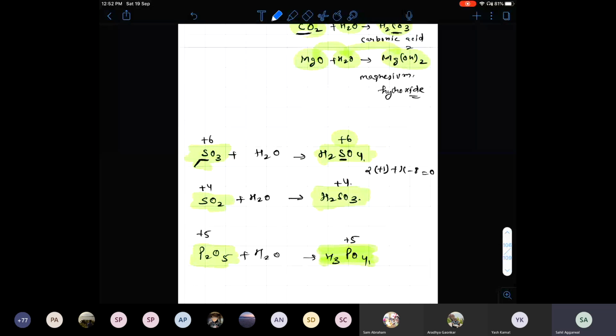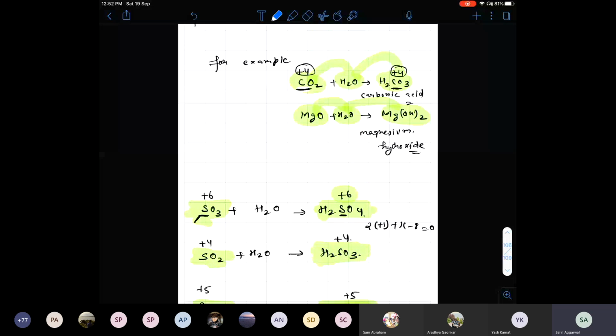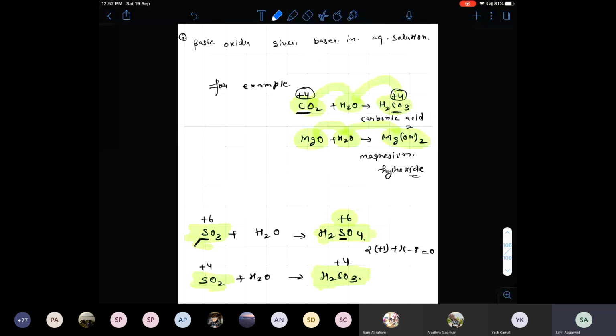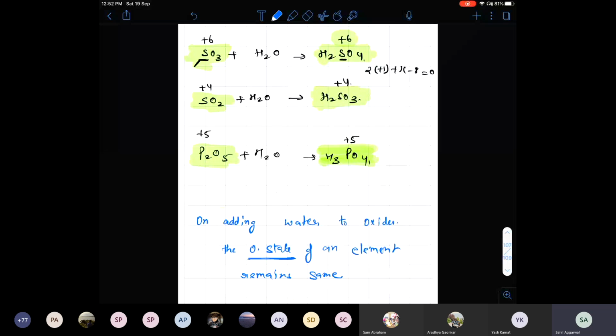See, in oxidation state, we should know the charges of other elements. That's what I have given in the starting of this class. If we know the charges of other elements, we have to calculate the charge of the central element or central atom.